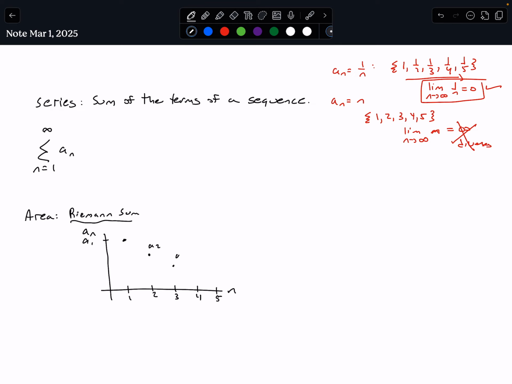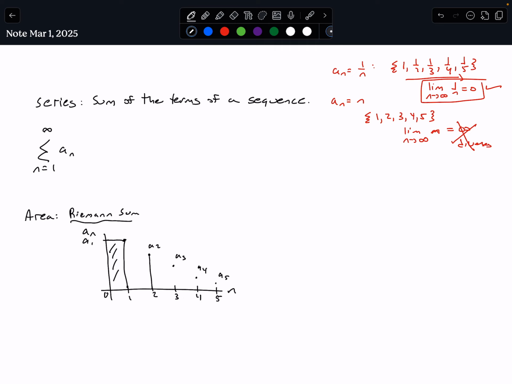A sub 3, again, it has to be decreasing. A sub 4, a sub 5, and so on and so forth. Now, since it's a Riemann sum, we are going to use rectangles. So I'm going to do a left-hand Riemann sum. So between 0 and 1, I'll use the value of 1.